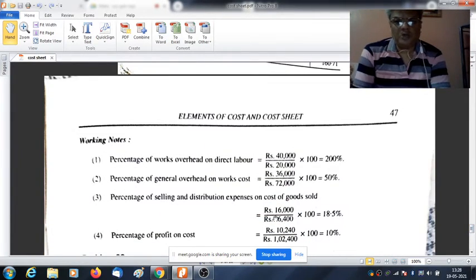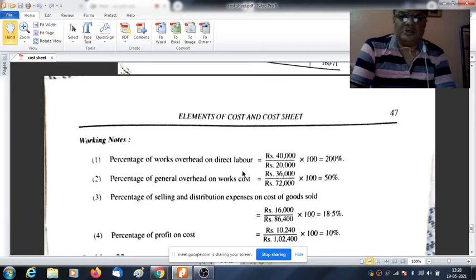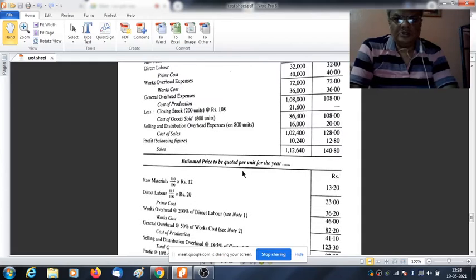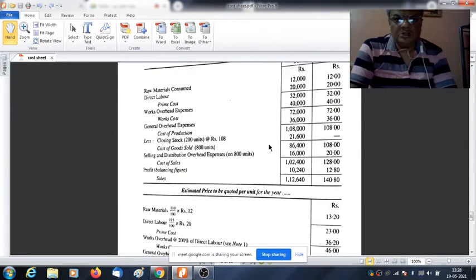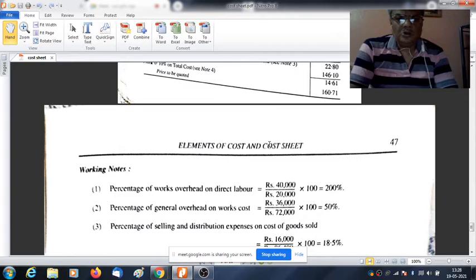Percentage of work overhead on direct labor. See this problem, I have shared on the Google Classroom. You can download the problem. You can see work overhead, how much is given? Work overhead in this problem is 40,000, and direct wages, how much is given? Direct wages 20,000. So 40,000 divided by 20,000 into 100 comes to 200%.